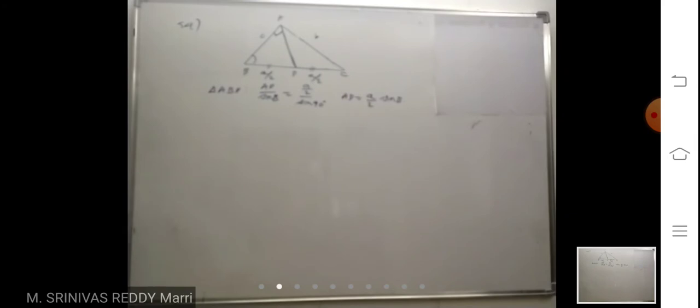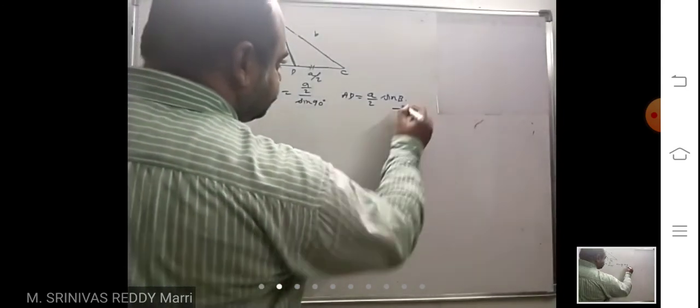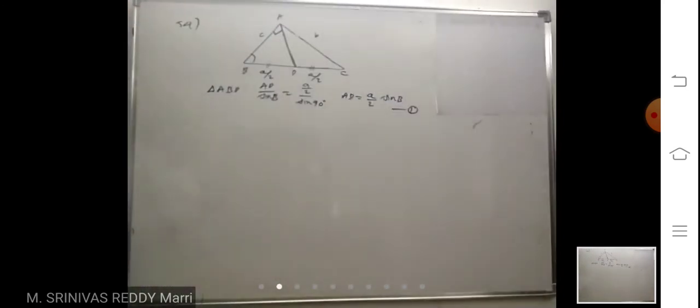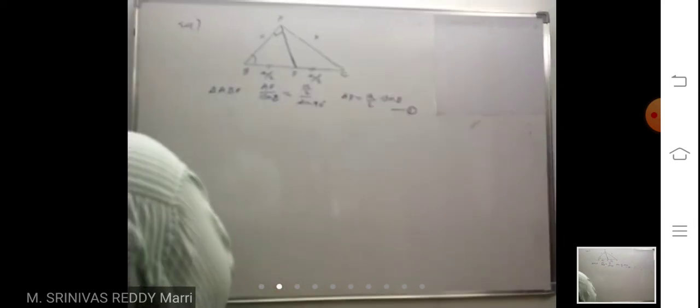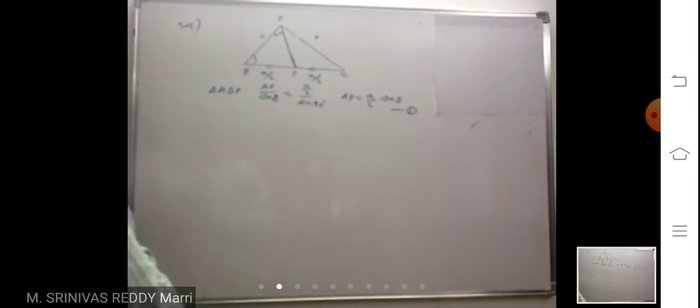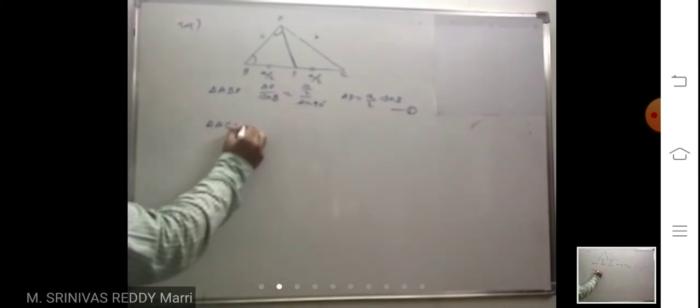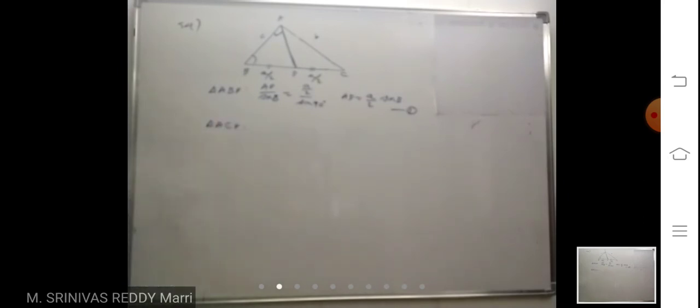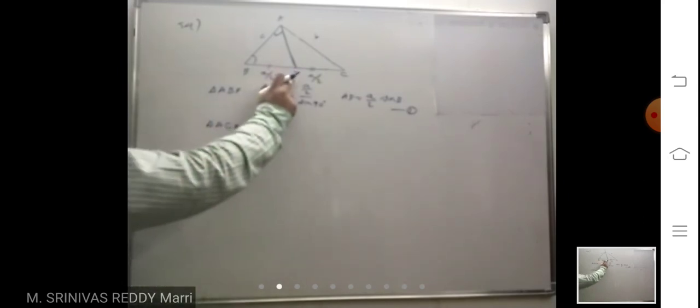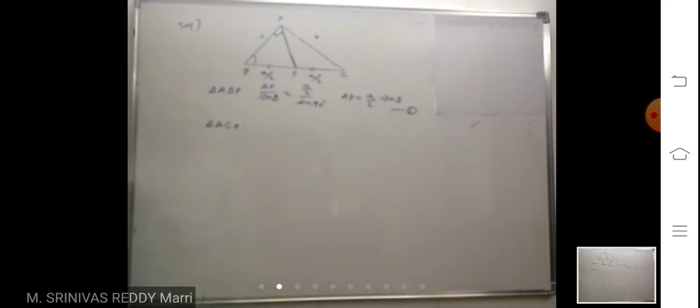But is this there in the answer? No, this is not there. Let us say this is the first equation, but that answer is not there. He is asking in terms of c. Let it be the first equation, a by 2 sine B. Now take triangle ACD. In ACD I want to calculate AD similarly by applying the sine rule.